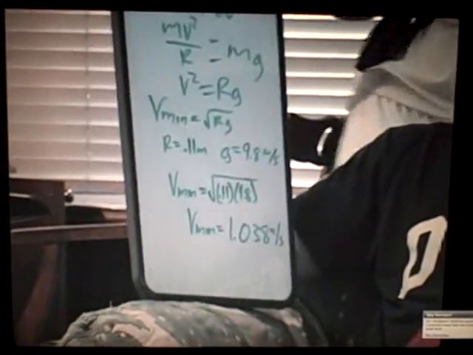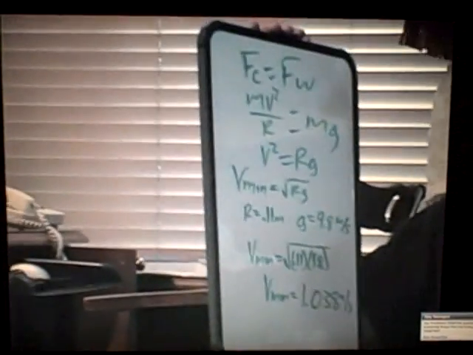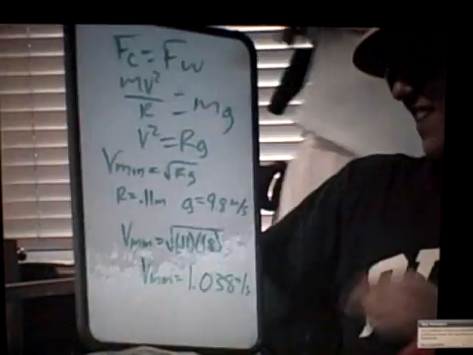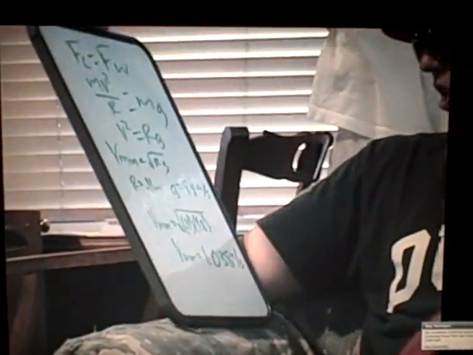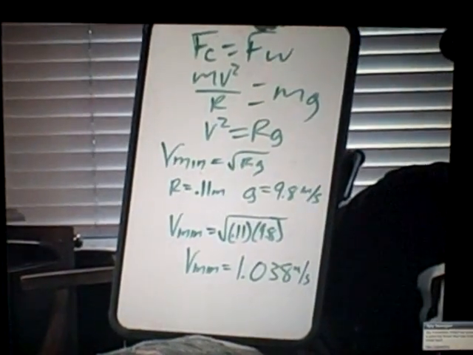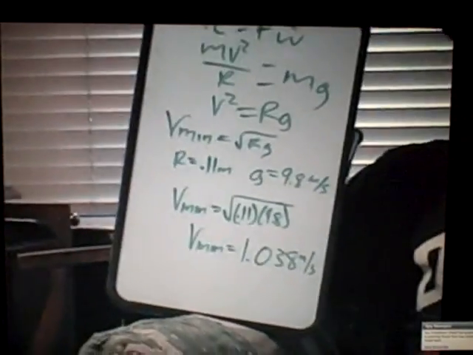We found the radius of the loop to be 0.11 meters, and gravity is obviously 9.8 meters per second squared. So the v minimum is the root of 0.11 times 9.8, and the v minimum actually came out to be 1.038 meters per second. That's the speed needed to go around the loop one time.